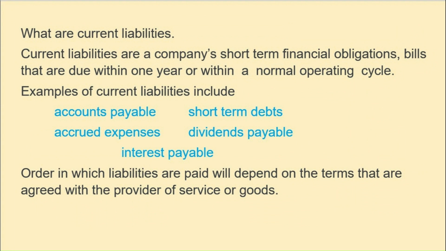Now let's look at current liabilities. What are current liabilities? Current liabilities are a company's short-term financial obligations. Bills that are due within 1 year or within a normal operating cycle. Examples of current liabilities include accounts payable, short-term debts, accrued expenses, dividends payable, interest payable, etc., on a normal course of business. Order in which liabilities are paid will depend on the terms that are agreed with the provider of service or goods.